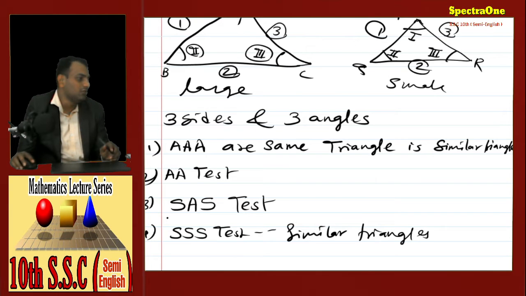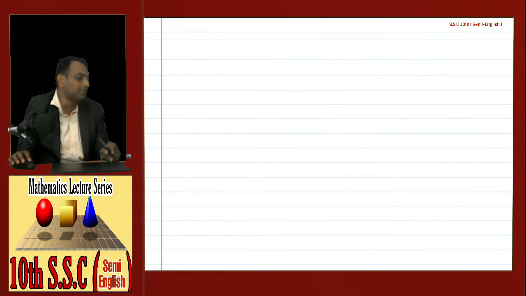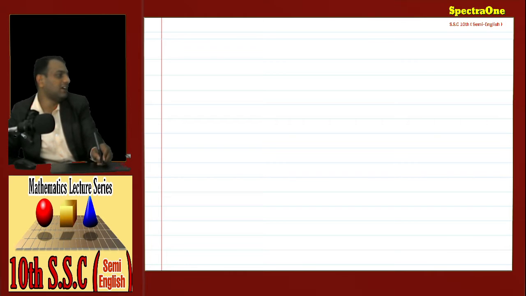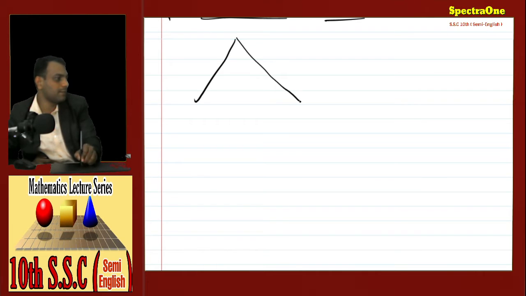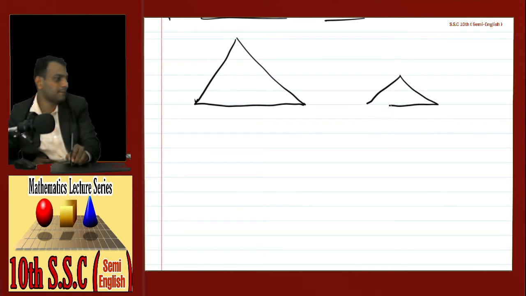Now we will see how we can prove that if all three angles are the same, then the triangles are similar. That is the proof for the angle test. Suppose this is one triangle. This is another triangle. This is ABC.